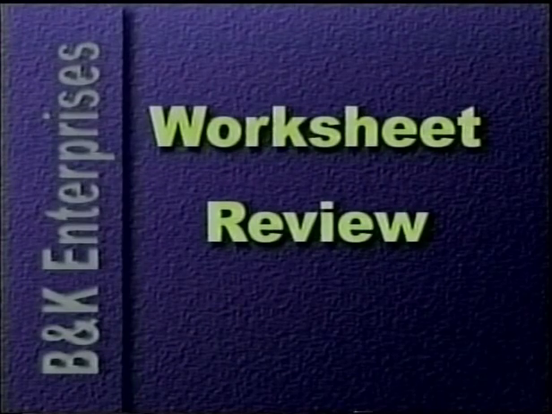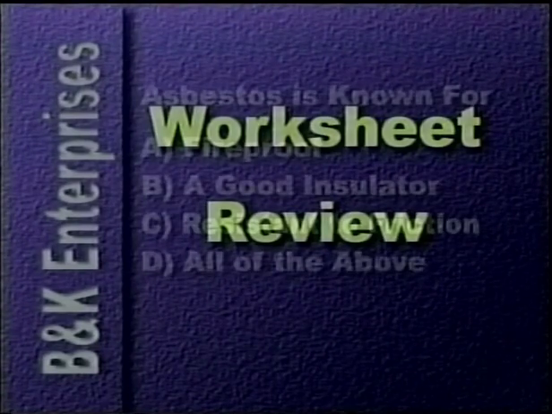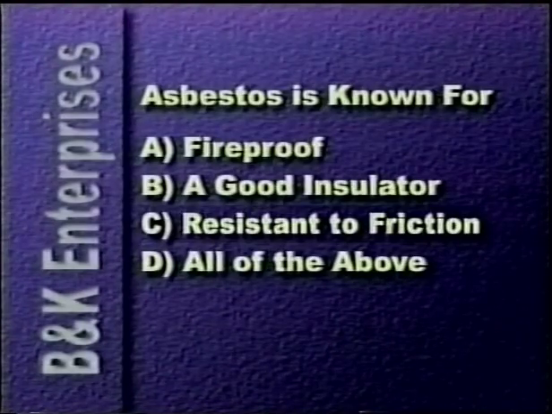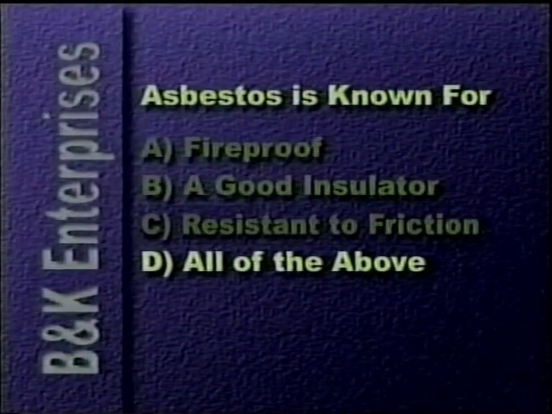We will now continue our program by reviewing the worksheet. Number 1. Asbestos is known for the fact that it is A. Fireproof, B. A good insulator, C. Resistant to friction, or D. All of the above. The correct answer is D. All of the above.